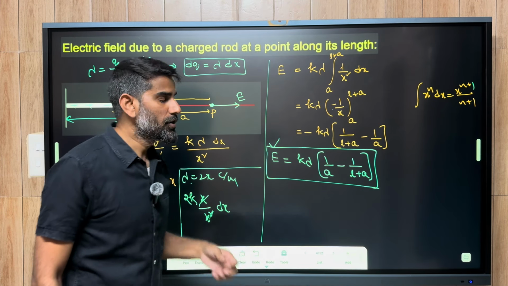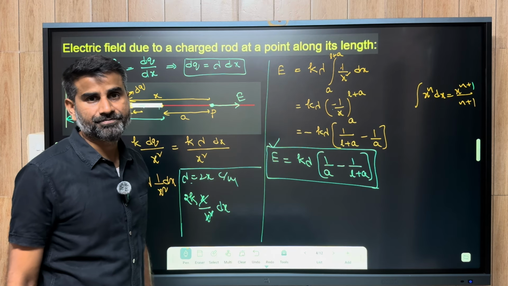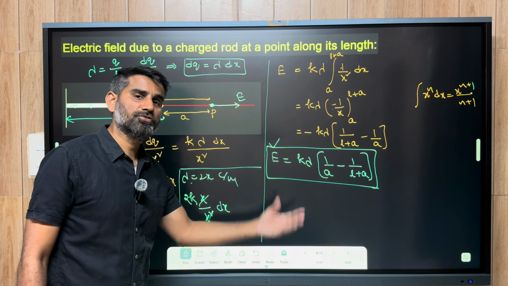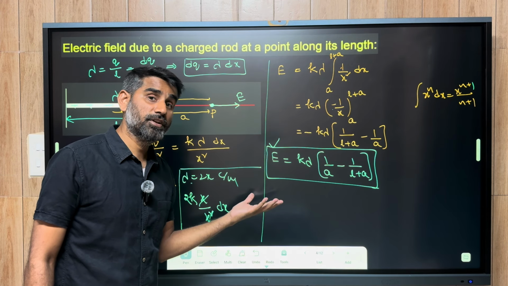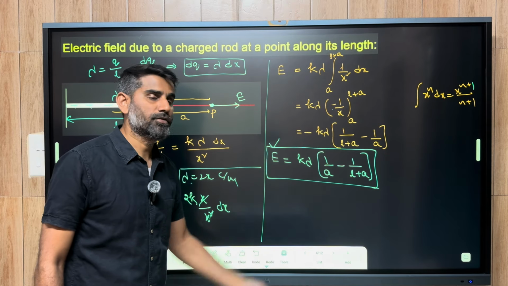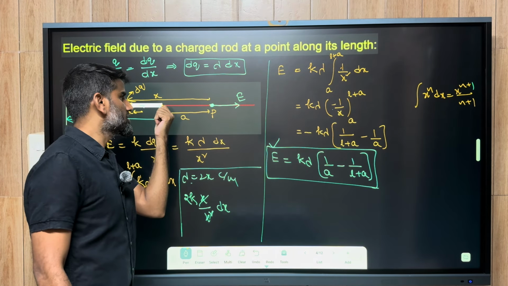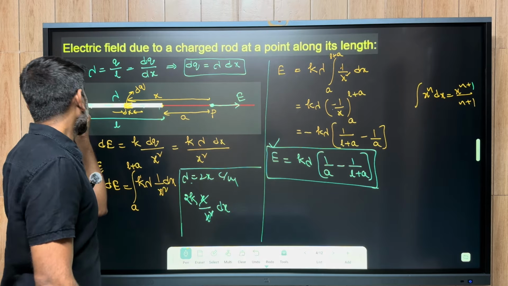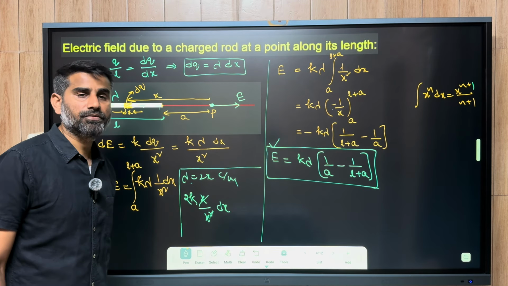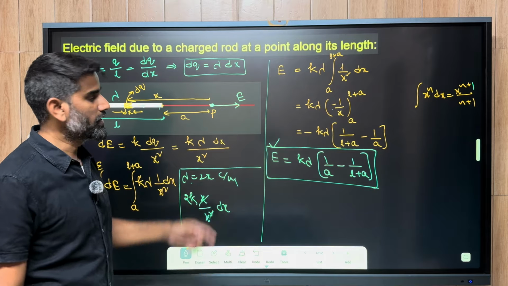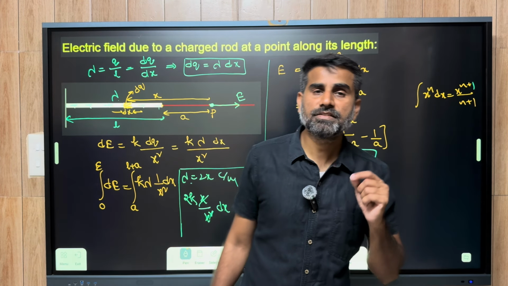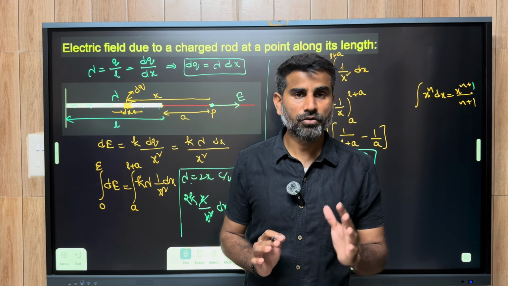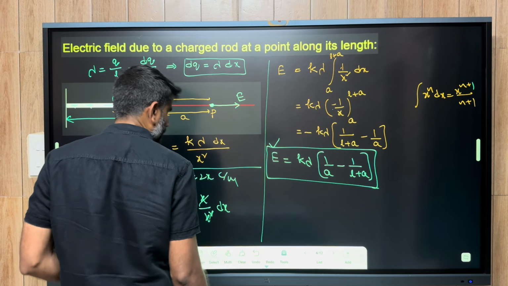You'll get a different expression if you are given different lambda values. Unless you are given a uniform linear charge density, you are not supposed to use this formula. When you are given a uniform linear charge density, then you can use this formula, where A is the distance of the first end of the rod from the point of interest, and L plus A is the distance to the second end of the rod from the point of interest, where L is the length of the rod and lambda is the linear charge density. K we already know, which is Coulomb's constant. I hope the entire explanation is clear to you. If it is okay, then let's move on to the next example.